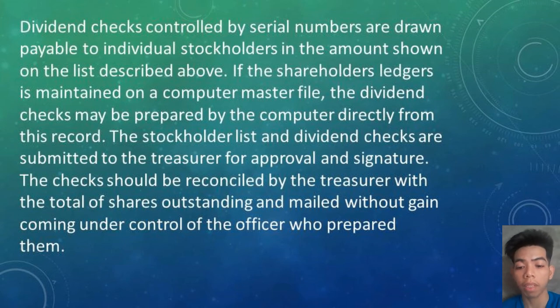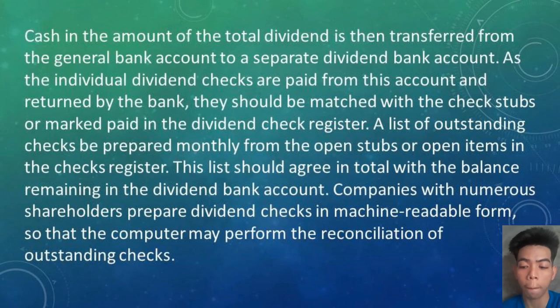Dividend checks controlled by serial number are drawn payable to individual stockholders in the amount shown on the list described above. If the shareholders' ledger is maintained on a computer master file, the dividend checks may be prepared by the computer directly from this record. The stockholder list and the dividend checks are submitted to the treasurer for approval and signature. The checks should be reconciled by the treasurer with the total of shares outstanding and mailed without again coming under control of the officer who prepared them.